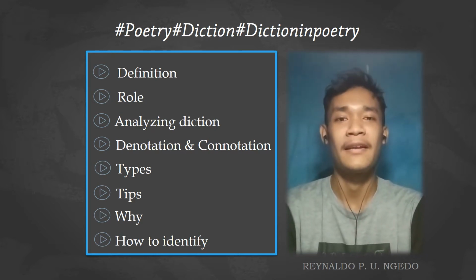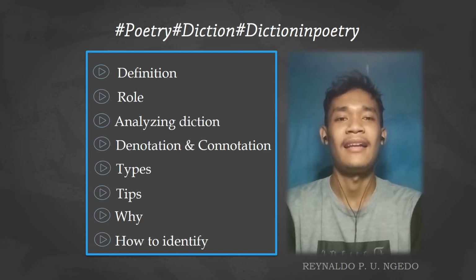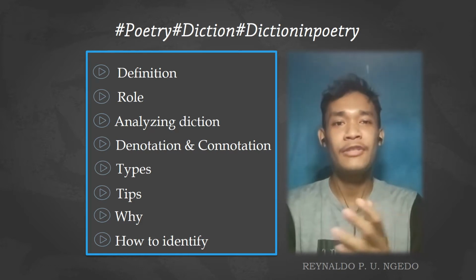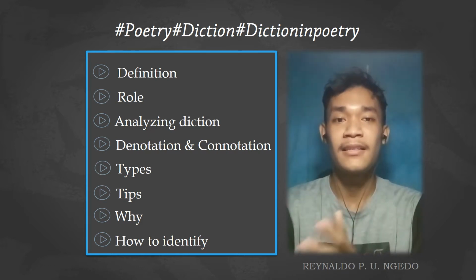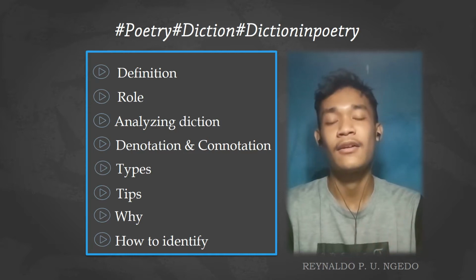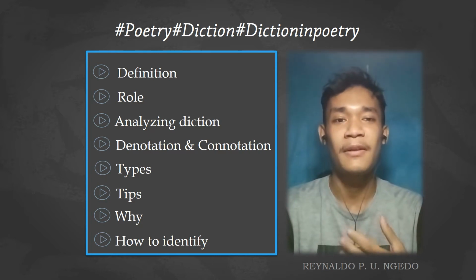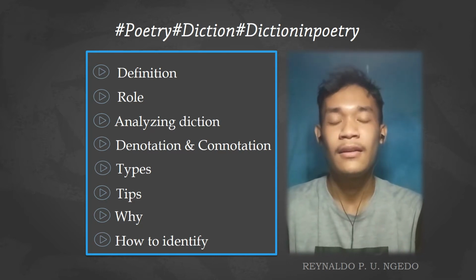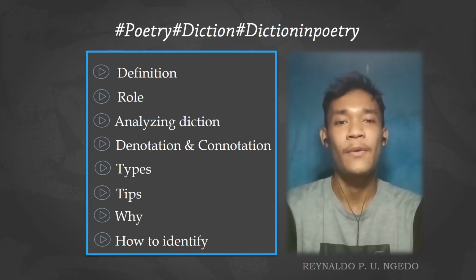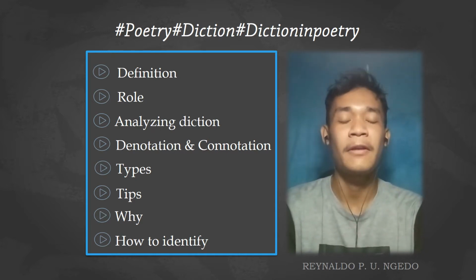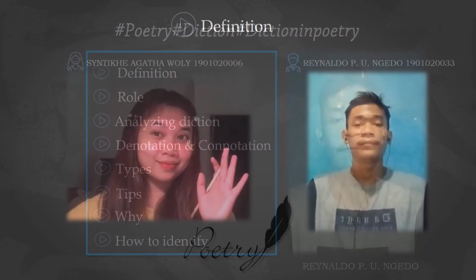In this video we will explain about diction in poetry, and in this material we will explain each part starting from the definition, role, analysis, denotation and connotation, types, tips, why it's important and how to identify. Each of us will explain very briefly but clearly, so don't skip. Hopefully you can understand well. And before starting, my friend will explain first what poetry is.